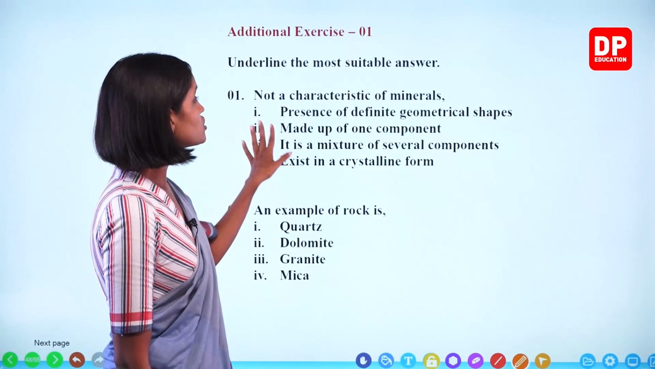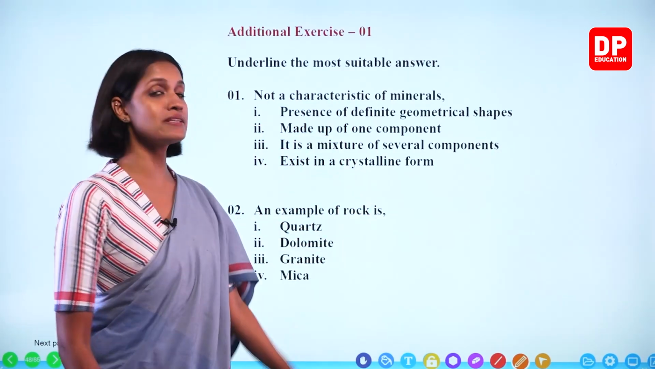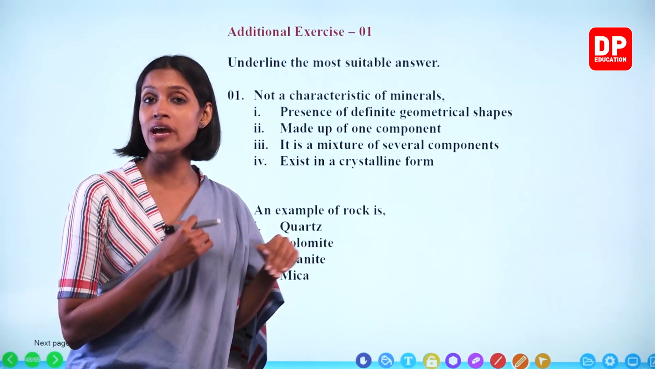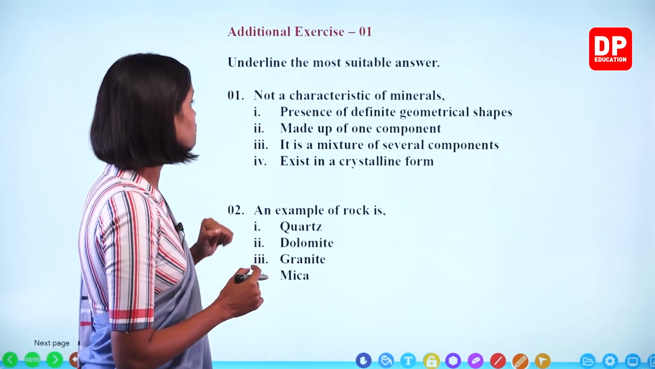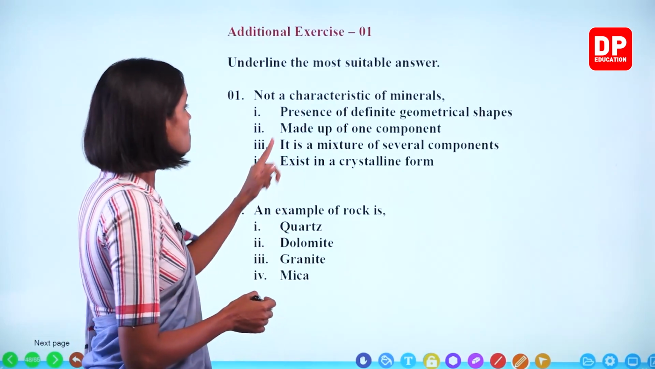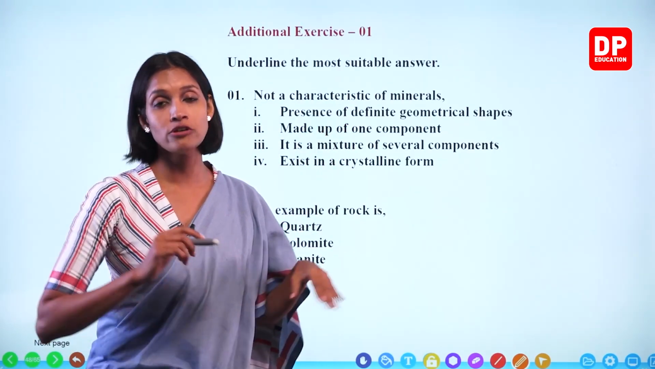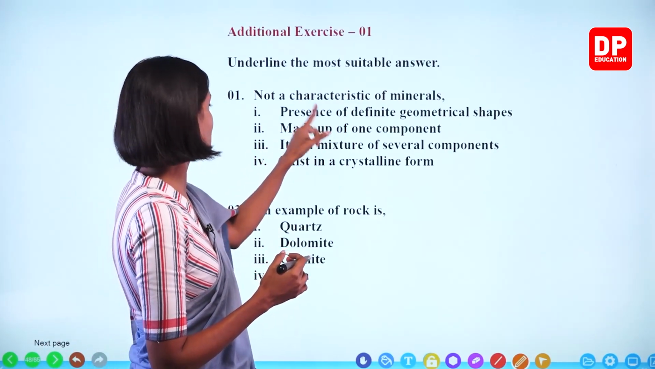Presence of definite geometrical shapes is a characteristic of minerals. Right? Rocks don't have a definite geometrical shape, but minerals, yes. Okay? Therefore, this is a characteristic. Made up of one component, that is also a characteristic of minerals. Only rocks are made up of many components. Okay? This is also a characteristic.